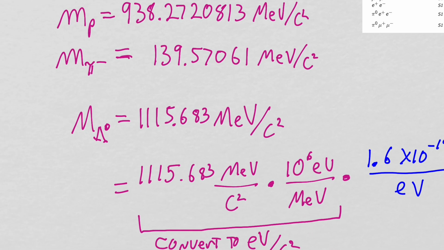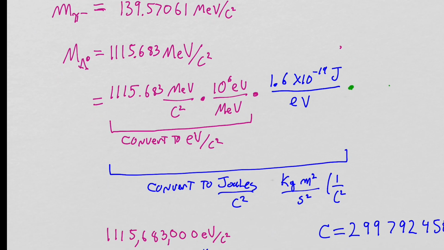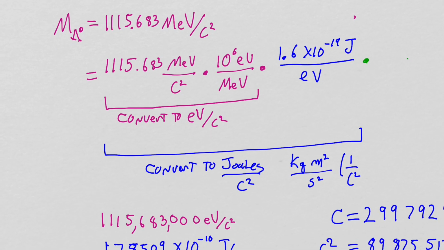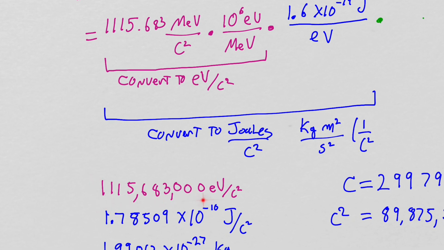So what if we wanted to convert that to kilograms? You should all be able to do this, even though you won't need to very much. We're going to work exclusively in electron volts. But the first thing would be to take this and convert it to electron volts. So mega electron volts to electron volts is just a factor of 10 to the 6th power. And then that should, of course, give you this number right here.